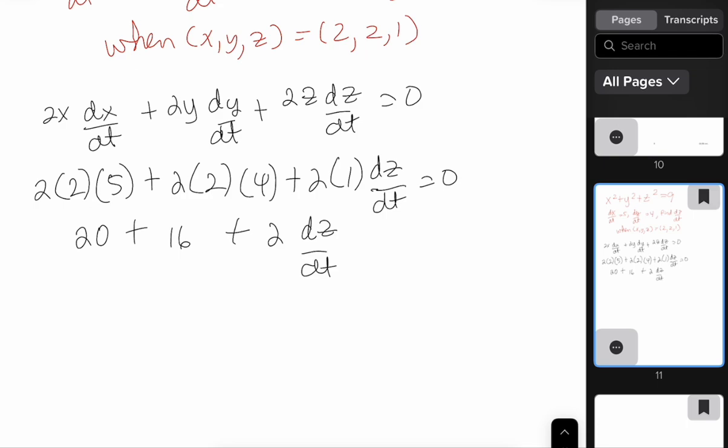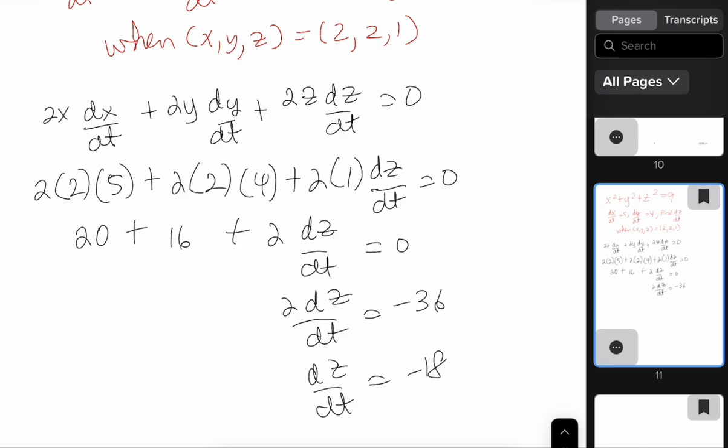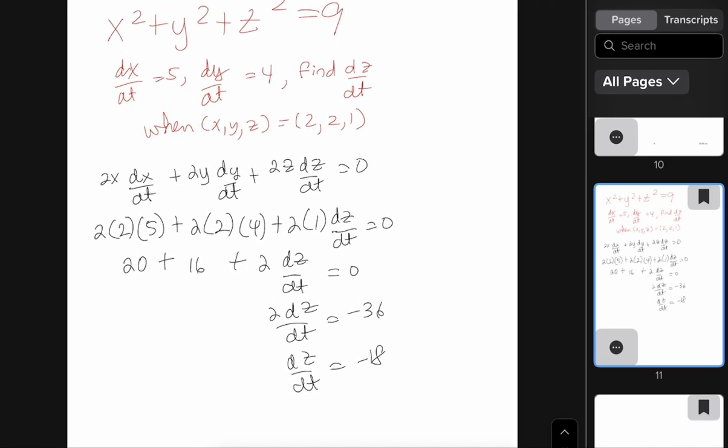20 and 16 is 36, but I'm going to move it to the other side of the equation because I'm running out of room. So it becomes negative 36. Divide by 2. Guess what? We got dz dt is negative 18. That's it.